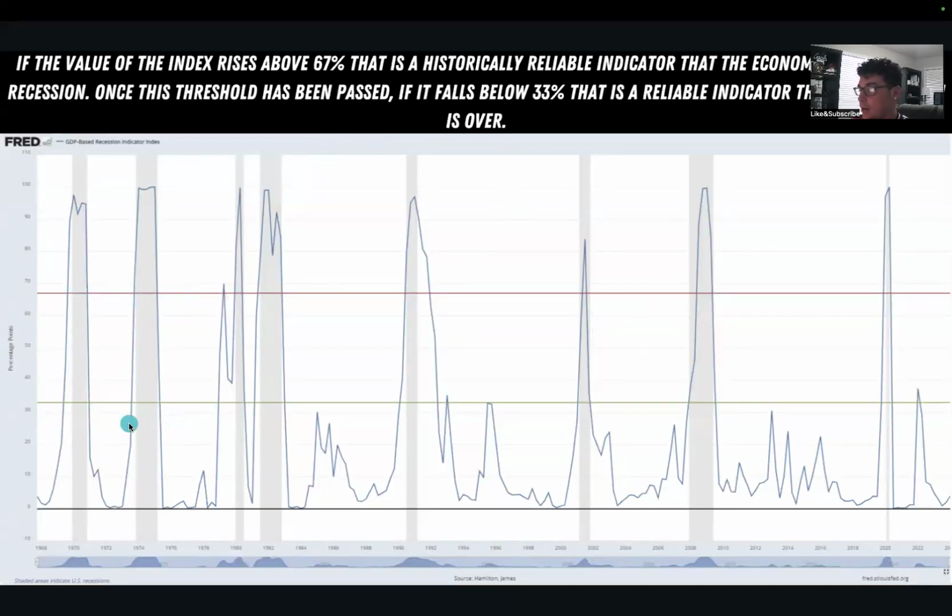So you got your red line here. That's basically, hey, we're heading into a recession. We're in a recession. The green line, hey, we're falling out of that recession. Take a look at where we're at right now. We are nowhere near the GDP-based recession indicator index recessionary levels. So if this thing really starts to tick up here, this is something you want to watch out for.